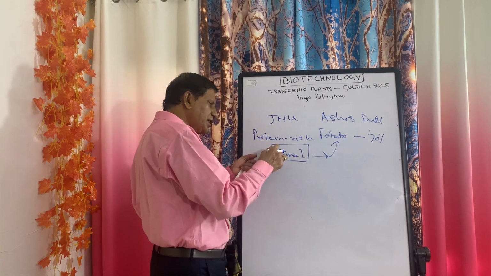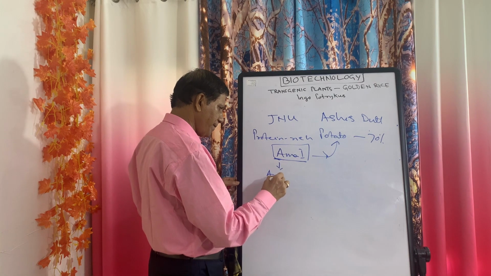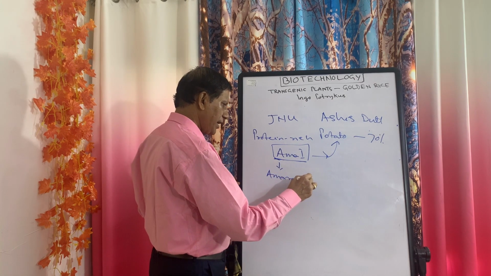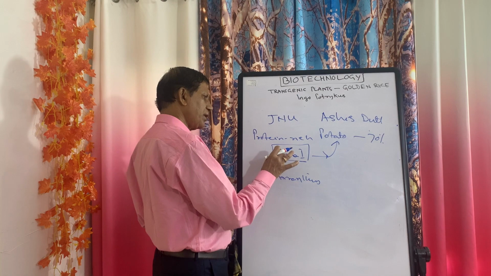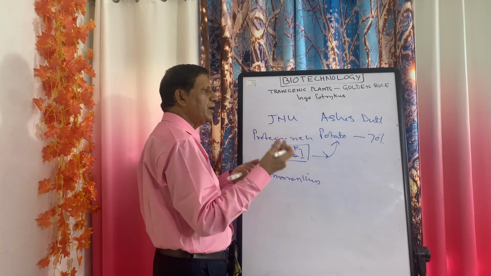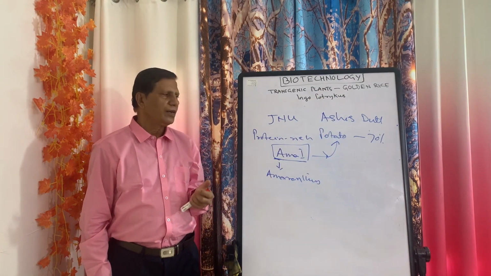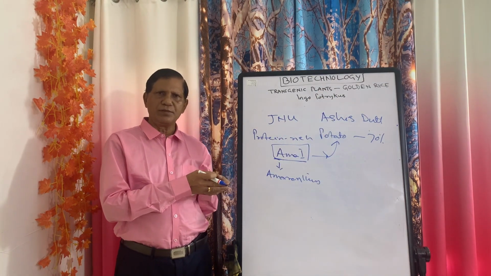And where from is this gene taken? It is taken from amaranthus. That means from the amaranthus plant, this gene was taken, and when it was introduced in the potato plant, the protein content increased to 70%. So these are some of the examples.